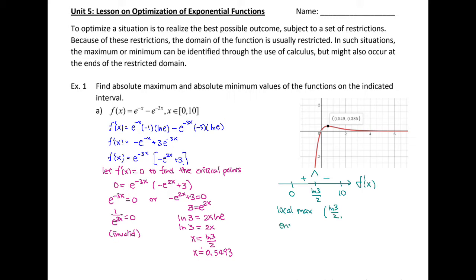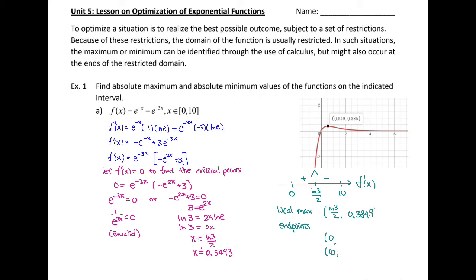And we have to check our endpoints, because right now our interval uses square brackets. That means including the 0, including the 10. So we have to check the endpoints at 0 and 10. And let's check the y values. How do I find the y values here? Substitute those x values into the original equation to find the y values.